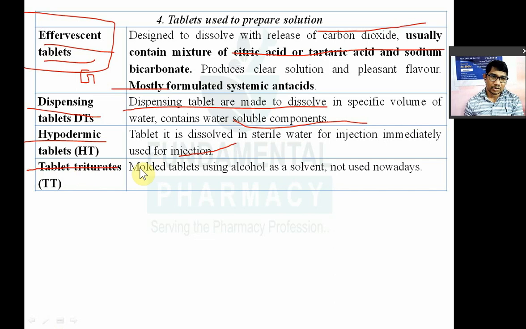Tablet triturate. They are molded tablets. ये molding से बनता है. Molded tablet using alcohol as solvent. Not used nowadays. Tablet triturates. Molding मतलब क्या, आपका उसका ये रहता है सांचा.